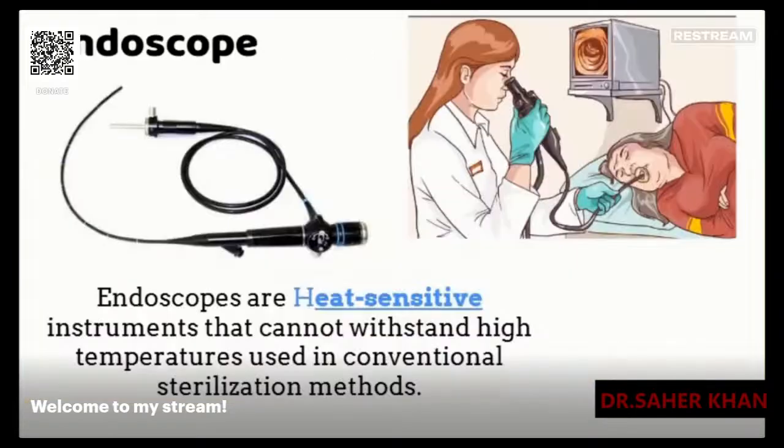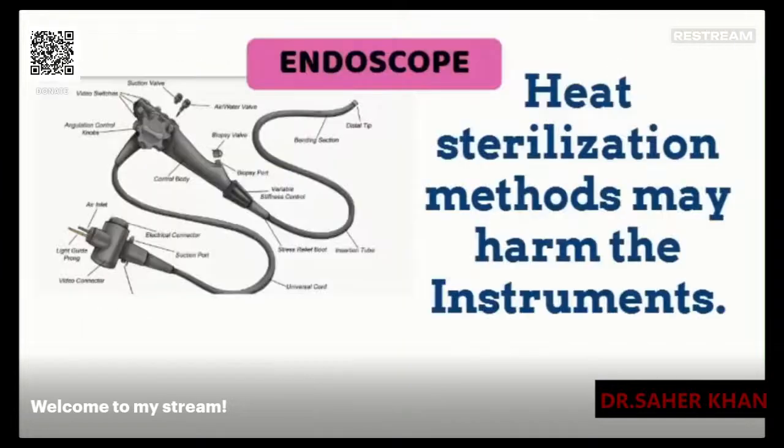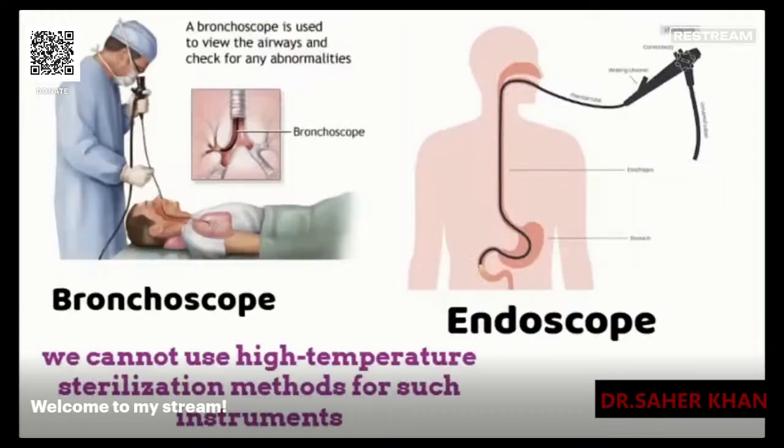Okay, so you should know that endoscope is an instrument used for internal examination of patients. And these instruments are made up of tubes and lenses, making them heat sensitive. Means if you use high temperature, the instrument may get damaged. Therefore, we cannot use high temperature sterilization methods for such instruments like endoscopes, bronchoscopes, cystoscopes. So, how do we sterilize these instruments?